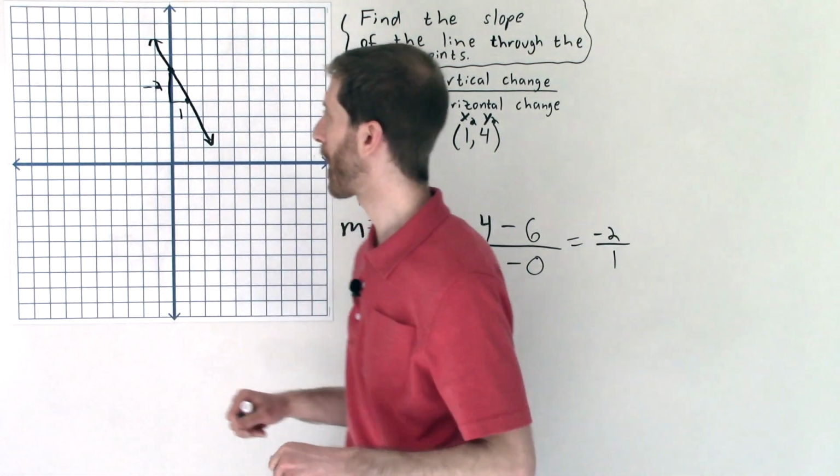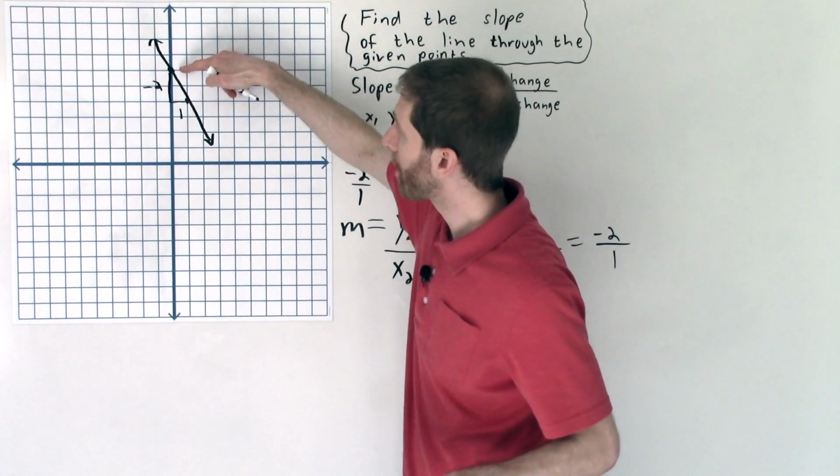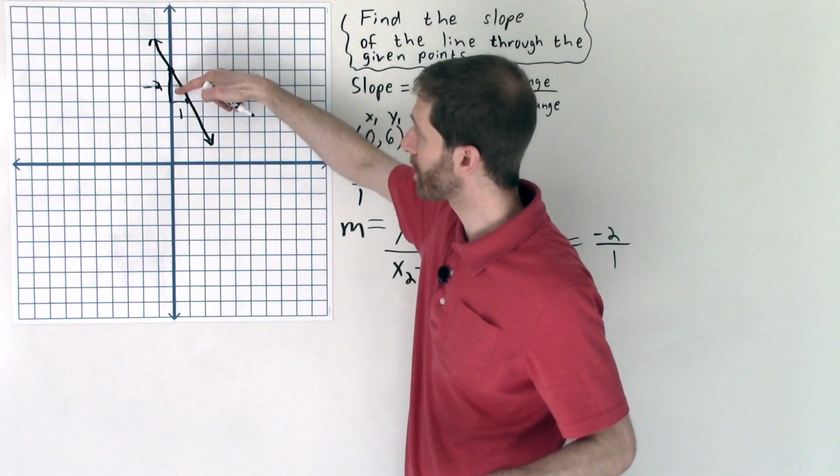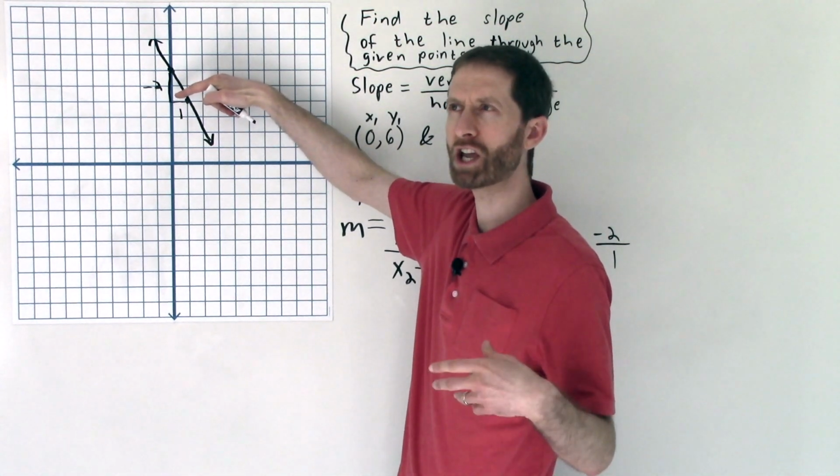So why does it work? Well, let's take a look at the graph. We have a point here at (0, 6). How much do we change from 6 down to a y value of 4? 2. How do we get that change?